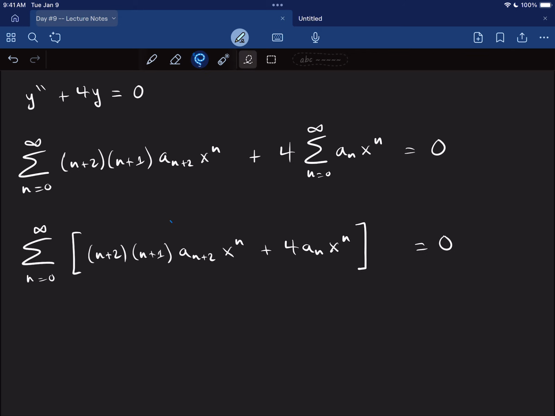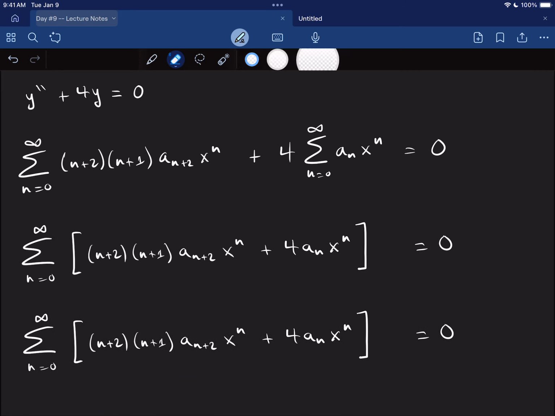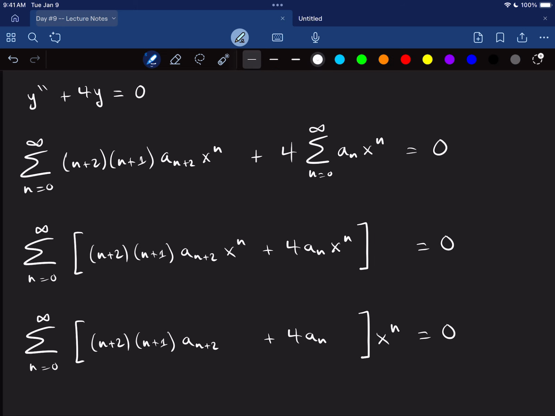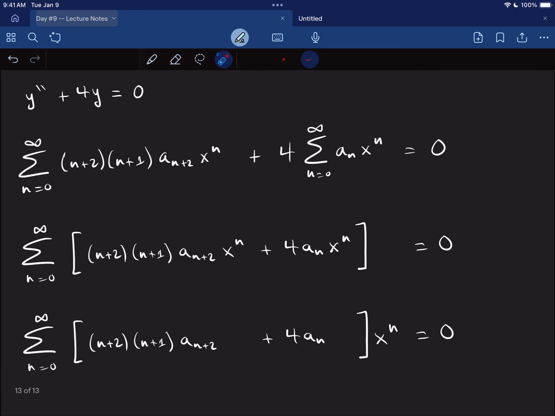But now look at this. I have an x to the n in common between the two terms that are inside those brackets. So I can factor that out. And oh boy, it's a good thing that those were both x to the n, as opposed to one of them being x to the n and one of them being x to the n minus 2. Because if they did not match one another, I could not have done that factoring. Again, there's your reason why we did the re-indexing.